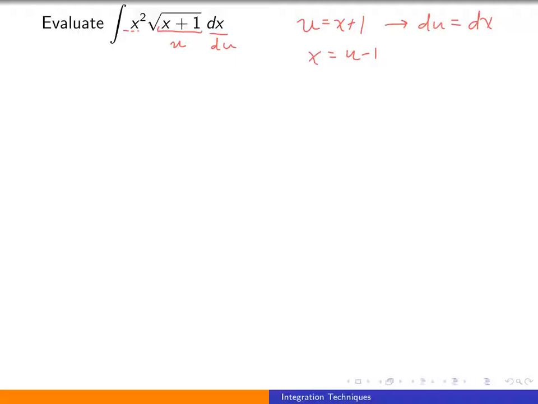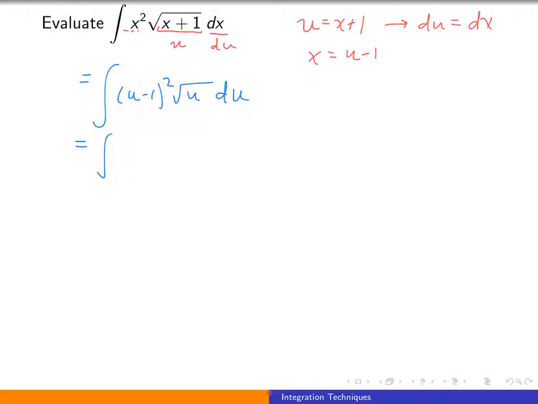So now we can take this integral, which is solely in terms of x's, and express it solely in terms of u's. So x is u minus 1. It's being squared. And we have square root u du. And now we're good to go. A little bit of algebra will help out. And a nice situation to be in is to just have all powers of u.